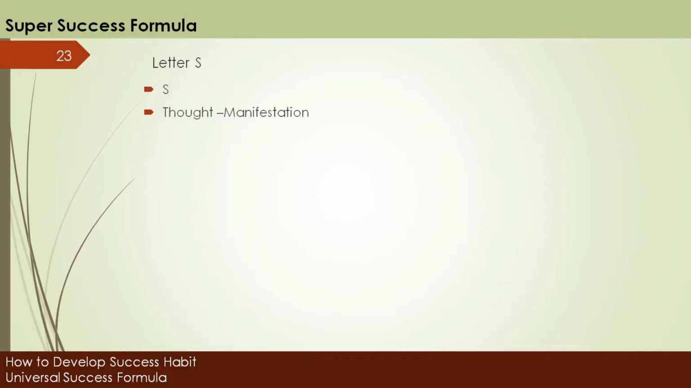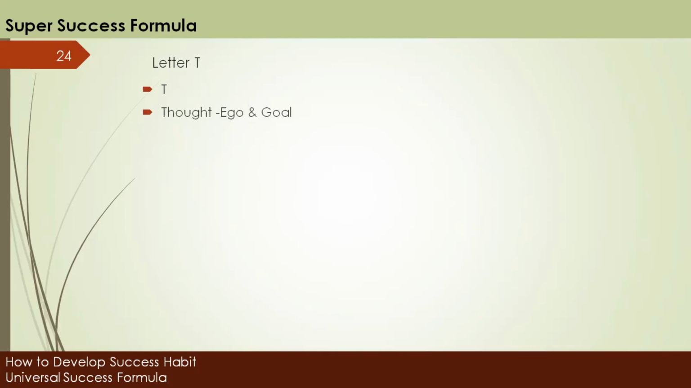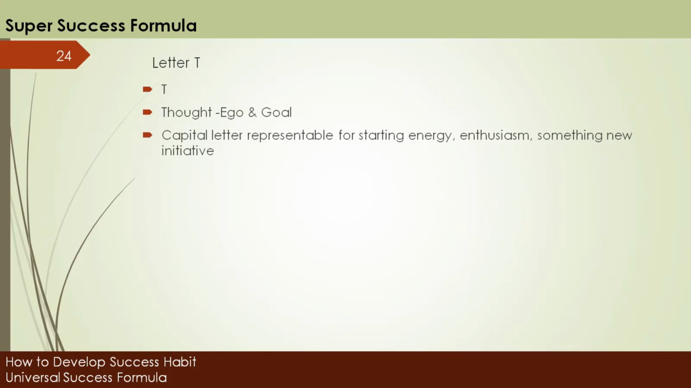Letter S represents thoughts or manifestations, and capital letter S. Now think about a situation where capital letter S is used as a starting energy, enthusiasm, or new initiative. What is the sentence or paragraph when we require letter S as a first letter or a capital letter? Letter T represents thoughts, ego, or goal. And think about a situation where a writer uses the letter T as the first letter of a line or a paragraph, and the situation describes a starting energy, enthusiasm, or new initiative.